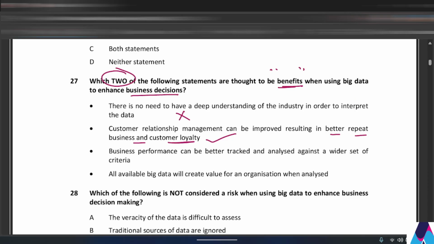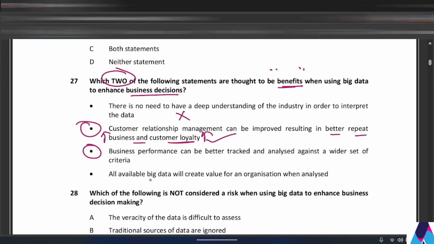Obviously, if your customers are happy with you, then the customer loyalty will go up, right? And there's going to be repeated customers, right? So yeah, this statement looks correct. The other one says business performance can be better tracked and analyzed against a wider set of criteria. So yeah, this is also correct, okay? Because business performance can be better tracked and analyzed if you have wider sets of criteria, okay?